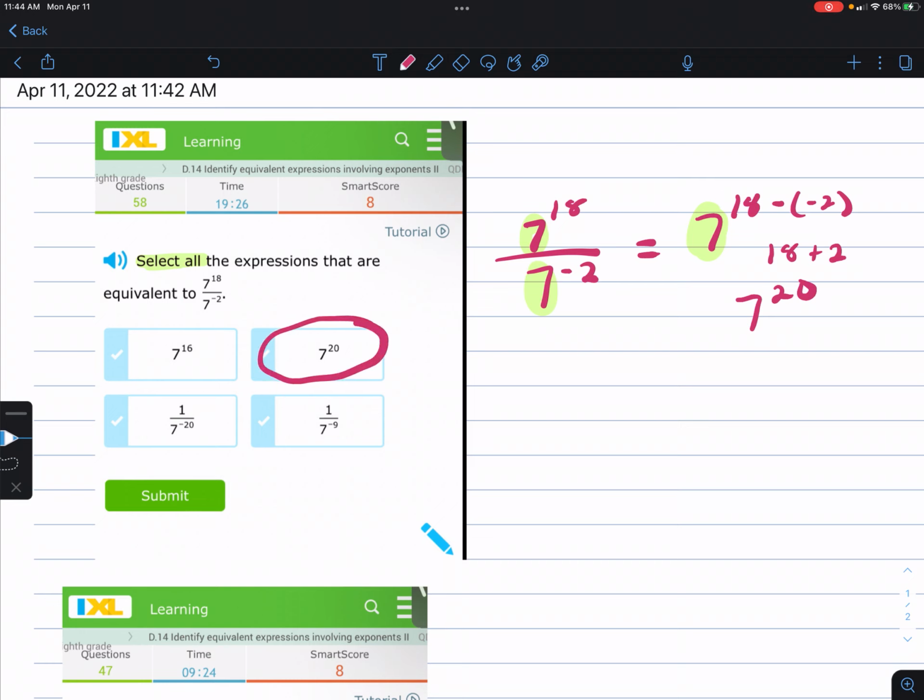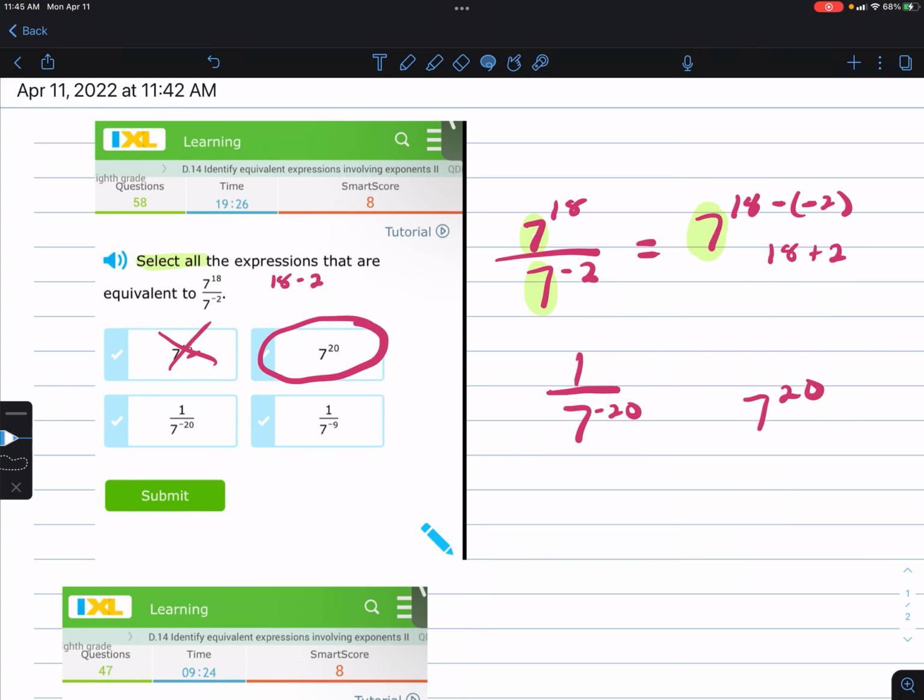Now, it did say select all, so let's look very carefully. We look at 16 and I think, okay, the only way they could have gotten 16 is if they had done 18 just minus 2. But that's not what we do here. We do 18 minus negative 2. So this can't be an answer. And then look at this one right here, 1 over 7 to the negative 20th power. This is actually our other answer as well.